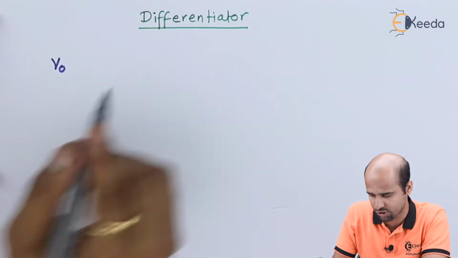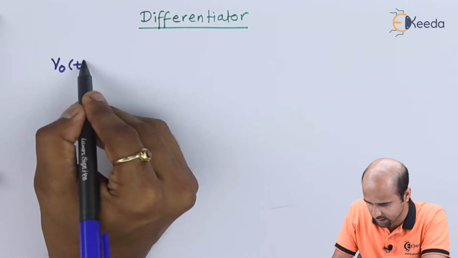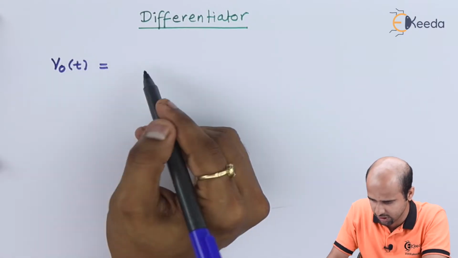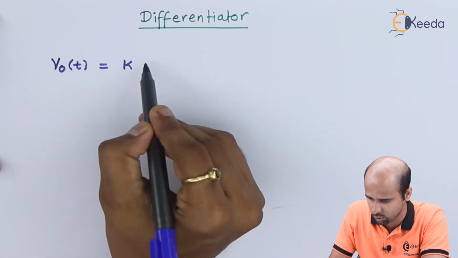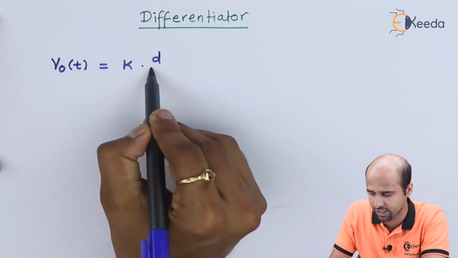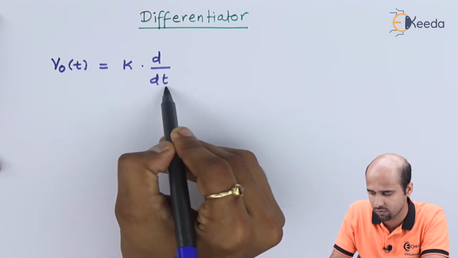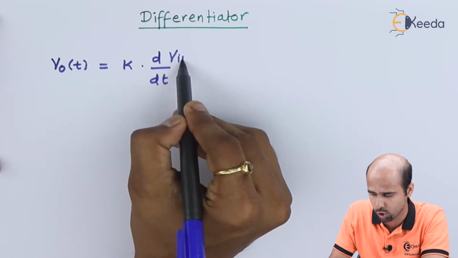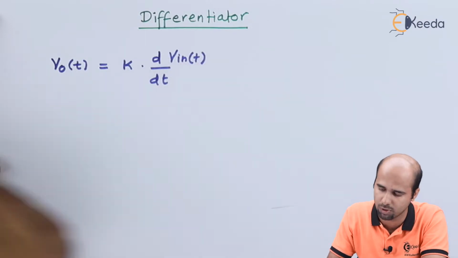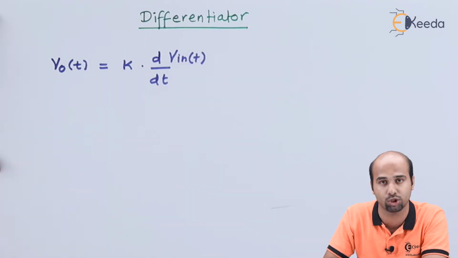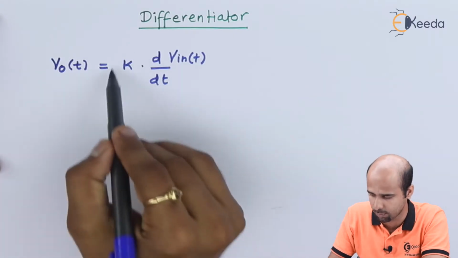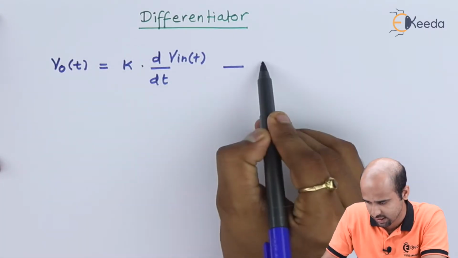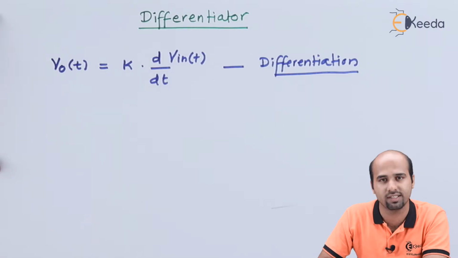VO is your output signal. Let us consider that it is in the time domain. That should be equal to some constant value multiplied by the derivative of the input signal with respect to time. So obviously this Vin must be a function of time, and this complete expression is called the differentiator. And this concept we are converting into a circuit which gives me the differentiation.